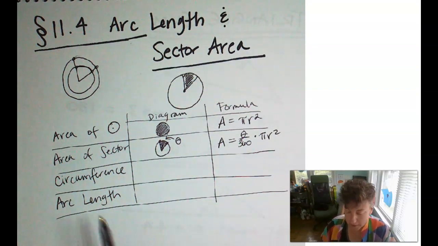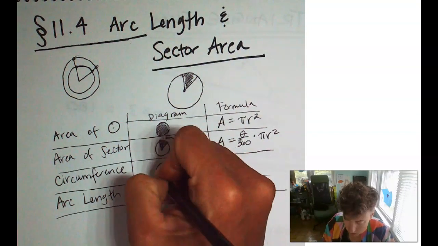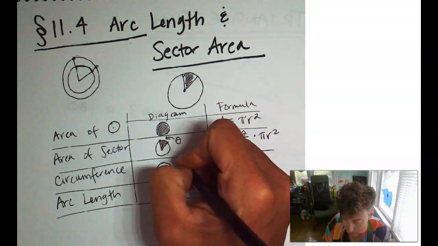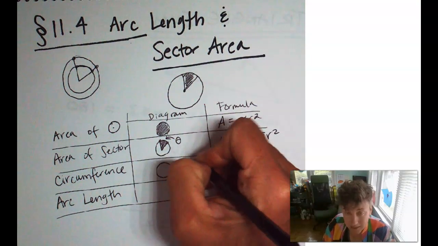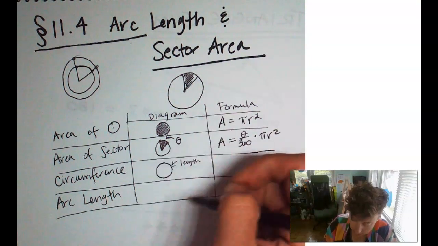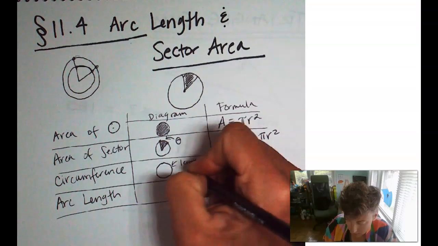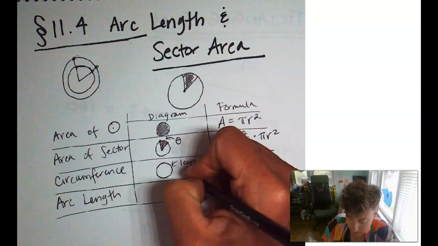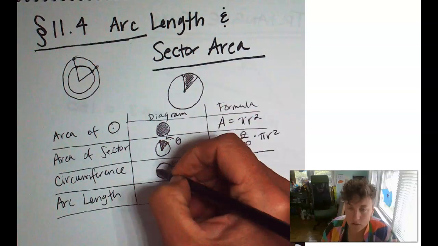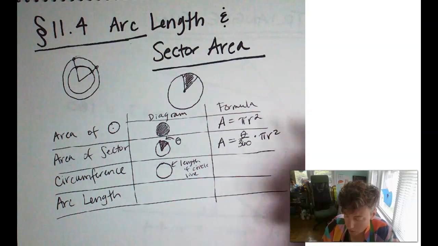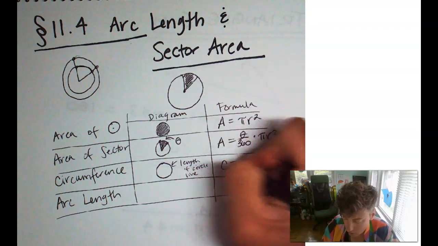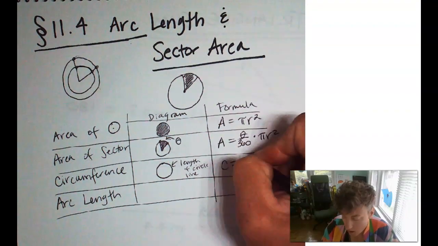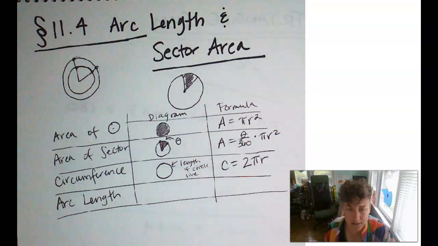Anyway, circumference. What's your circumference? Well, it's the distance around a circle, or the length of that line that we drew. Length of circle line. It's kind of a weird way to say that, but that's what I'm saying. The distance all the way around the circle. And we know the circumference is 2 pi r. Again, r is the radius.